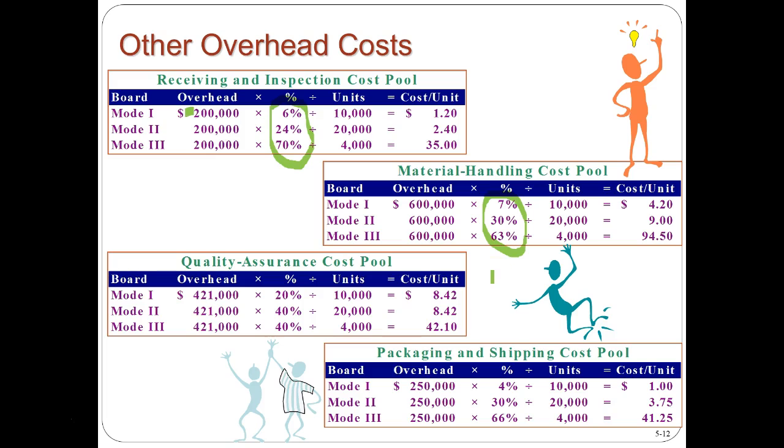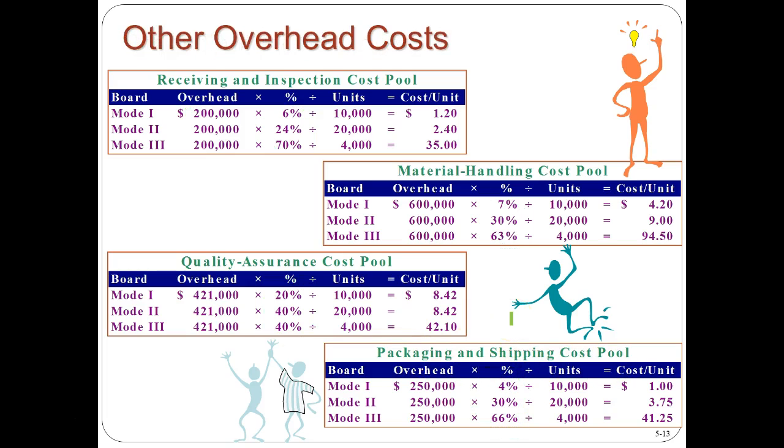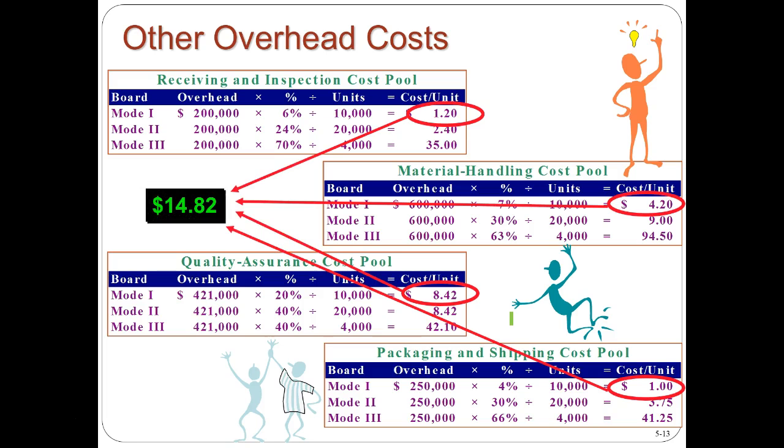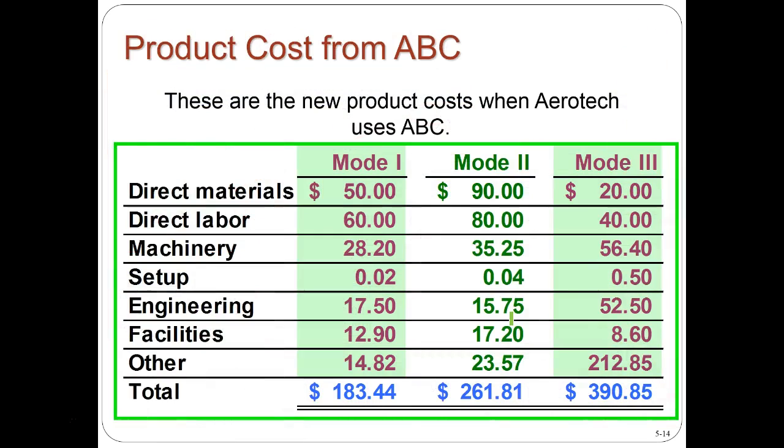We asked the department for these numbers, and then we multiply them times the units to give us our cost per unit. That comes out to $14.82 if we add the others together.